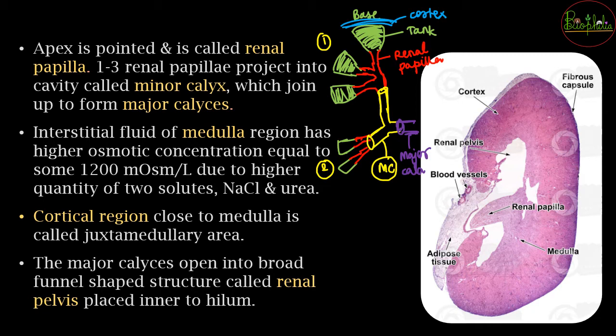So that is one diagrammatic representation so that you can understand the entire tubing of the kidneys. Now, whenever there is medulla, in the medullary region there will be interstitial fluids, and these interstitial fluids help the area have a higher osmotic concentration, almost equal to 1200 milliosmol per liter. And because of such higher osmolarity, what is contributing? It is NaCl, that is common salt, and urea. Because of these two solutes the osmolarity increases, and because of this osmolarity it is able to filter out the urea and pass it out in the form of urine. The cortical regions that are closer to the medulla are called the juxtamedullary area.